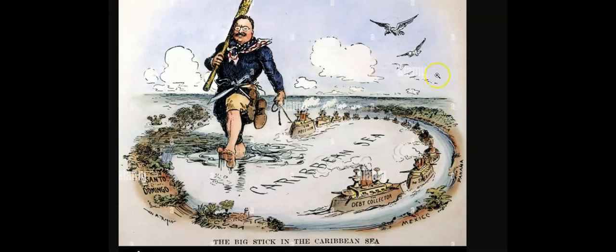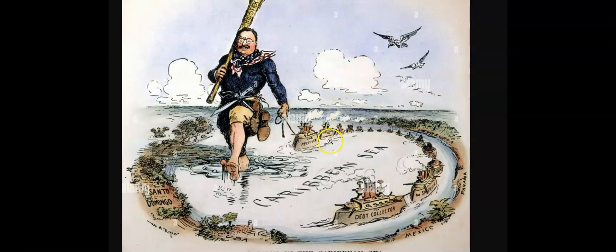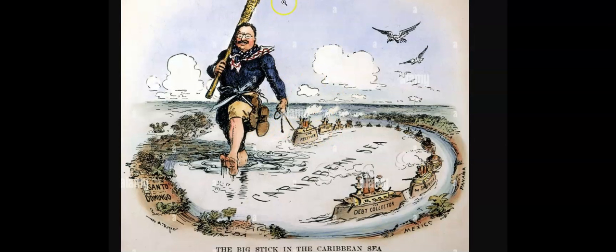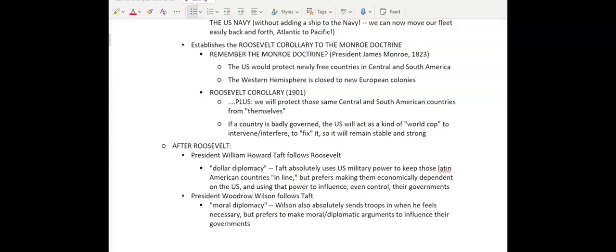This is another famous cartoon of the day. So there's Teddy again. Again, he would have been recognized right away. There's his big stick. And there he is pulling the U.S. Navy as though it's toy boats around the whole Caribbean. Venezuela, Panama, Mexico, Cuba, Santo Domingo, as though it's an American lake. This is what Teddy is all about.